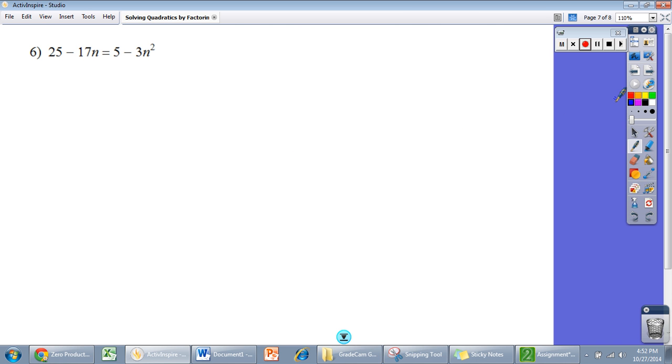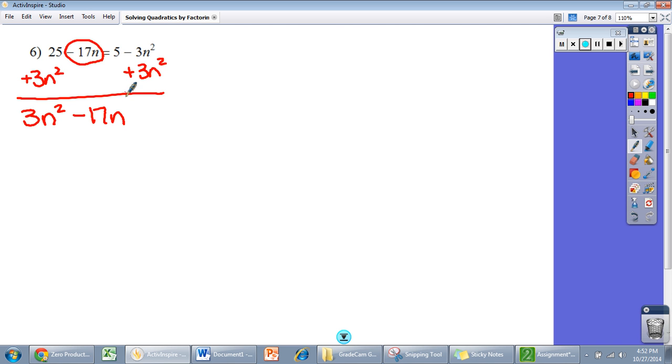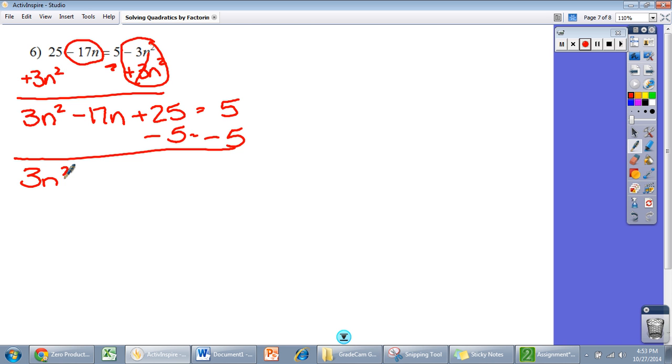So we're going to start out by getting the variable term over to the other side. So we're going to add 3n squared. And we always like this leading term to be positive anyway, so it works out nice. I'm going to take this -17n and bring it down next so that my terms are in order, and my constant comes last, +25, and this equals 0, and we can't forget that we have the +5 over here. Okay, let's get rid of the 5, because remember we need to get this equal to 0. So we have 3n squared minus 17n plus 20 equals 0.